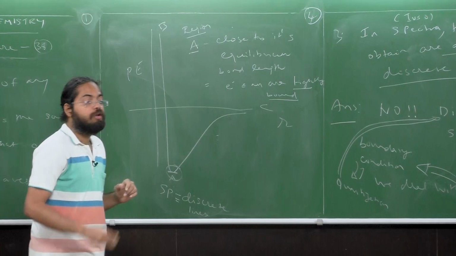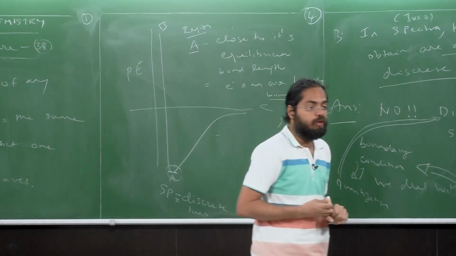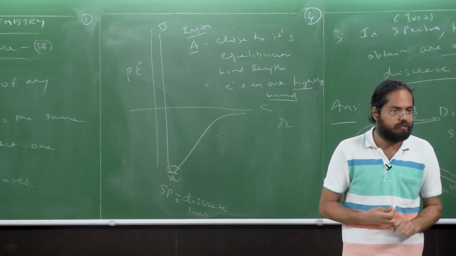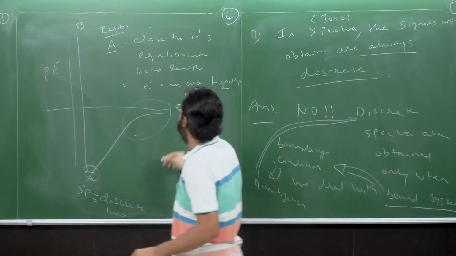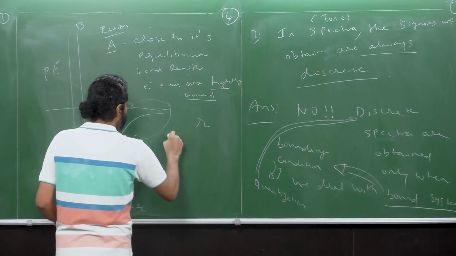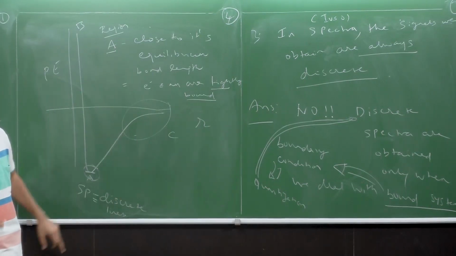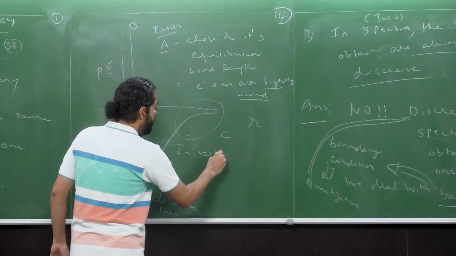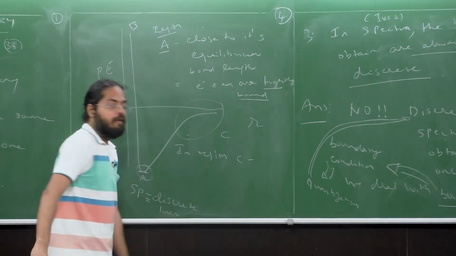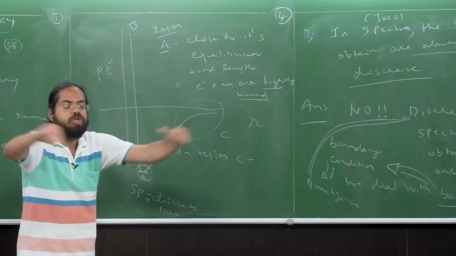But notice that sometimes it could be possible, in fact it is routinely possible more and more these days, to measure the spectrum in region C, where we're talking about a dissociated state.